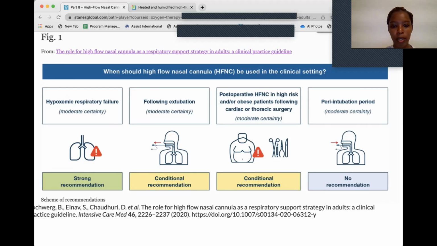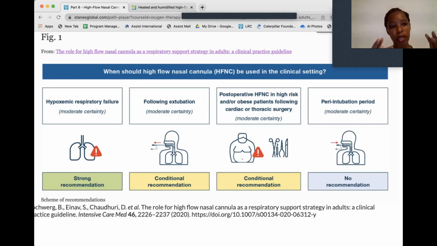Then there is another one, the peri-intubation period. There was a study, you will be sent the link, that was saying that during the peri-intubation period, normally you give the patient oxygen, and when the patient's saturations are at 100%, you remove the bag and mask, and then you try and intubate. There was a study that had shown that if you put high flow nasal cannulas on during that period when you're trying to intubate, the outcomes were better.